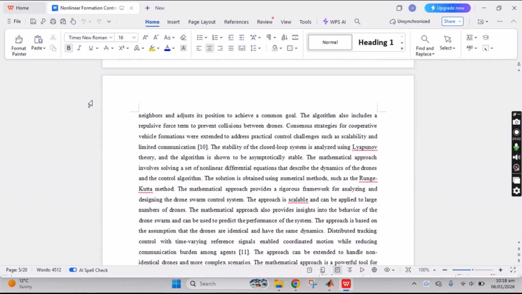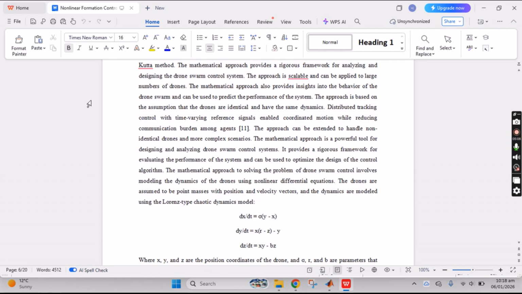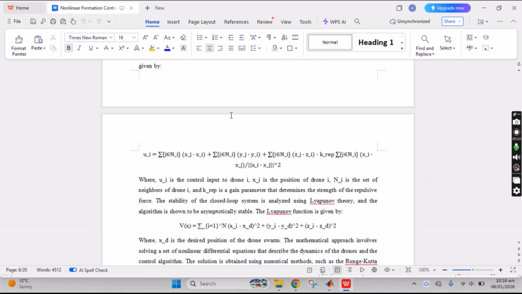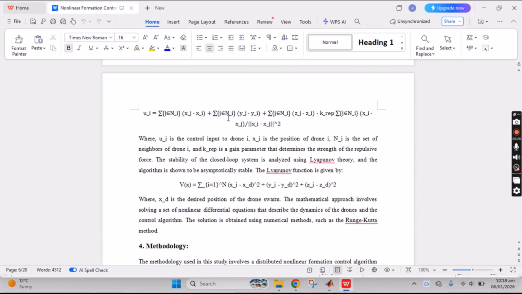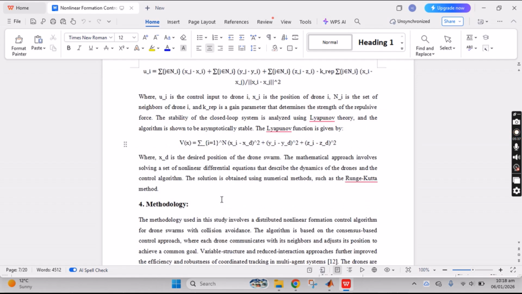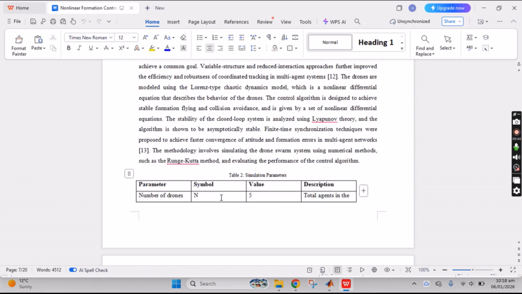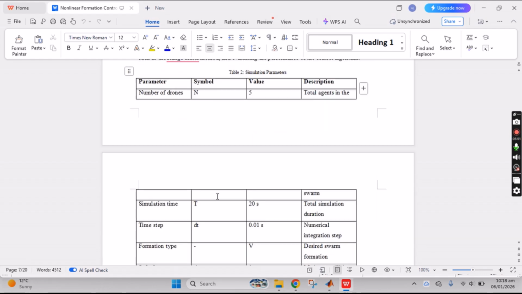So in the mathematical approach, I have used the complete Lorenz-type chaotic dynamic model, which provides the closed-loop feedback structure where input and output are aligned to provide stability for the drones, and these are the equations used in MATLAB to provide accurate results in terms of collision avoidance as well as stability. Okay, so in the methodology, we have used the Runge-Kutta method and Lyapunov theory for the simulation of parameters.